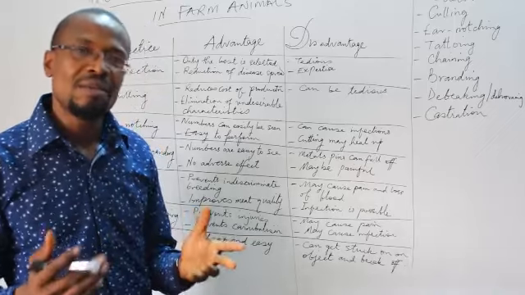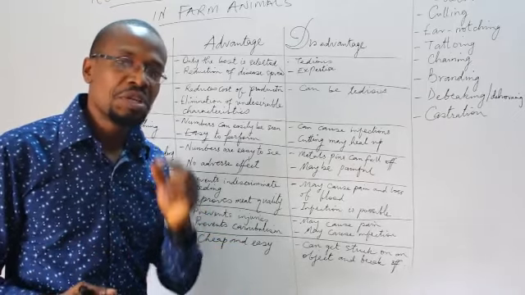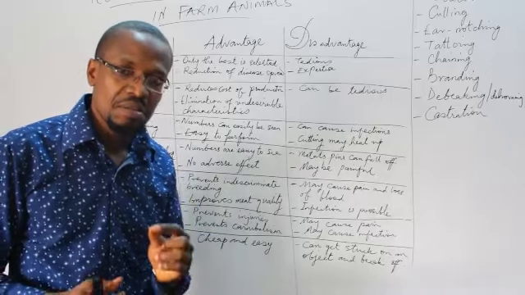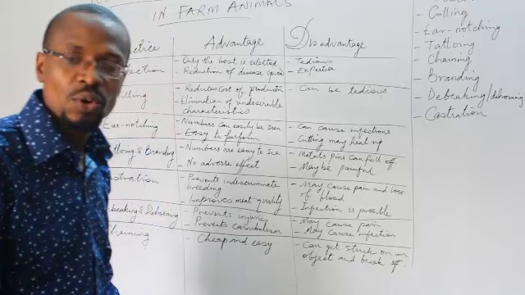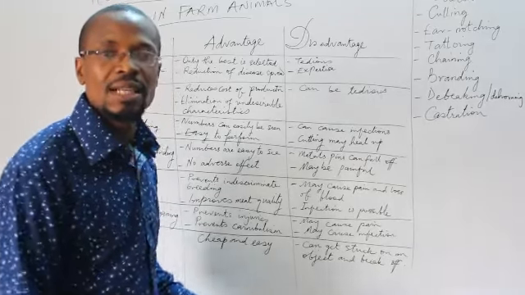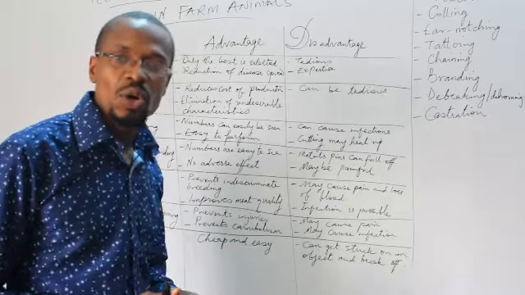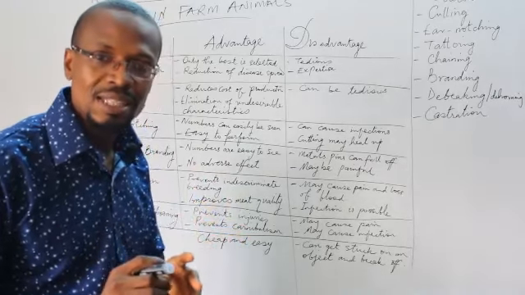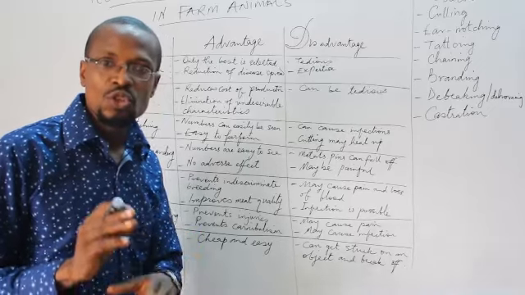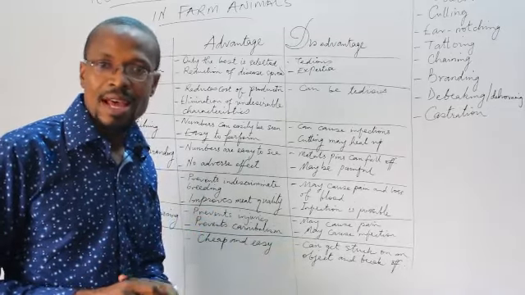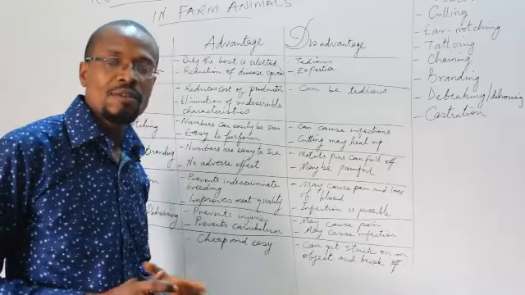broodiness, cannibalism, maybe yellow beak. The beak has become yellow. The shank, that's the leg, of the animal has become yellow. All these are signs of diseases, and you don't want these animals that are infected to infect the other animals. So you quickly want to separate them from the rest of the animals.